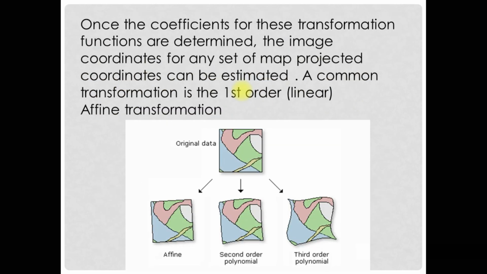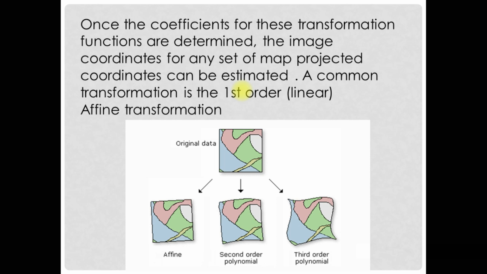Once the coefficients for these transformation functions are determined, the image coordinates for any set of map projected coordinates can be estimated. A common transformation is the first order linear affine transformation. So there are three types of the geometric transformations. The first order polynomial equation is called affine transformation. The second order we also have, and the third order.